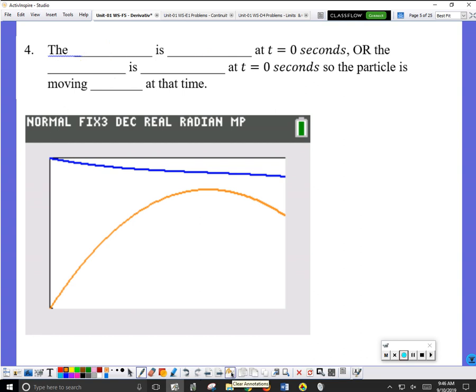So this is just saying the same thing, and I just tried to reinforce the idea. So the position is decreasing at time equals 0 seconds, and the velocity is negative 1 at that time. The particle is moving left. So either indication would tell you the particle is moving left. Questions?